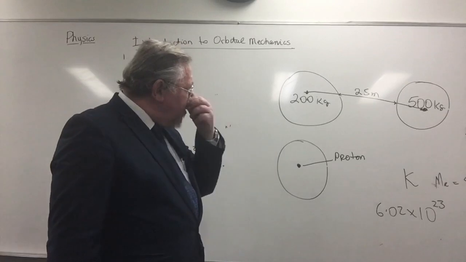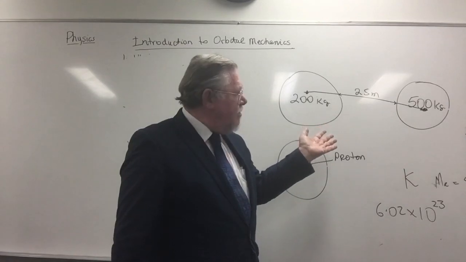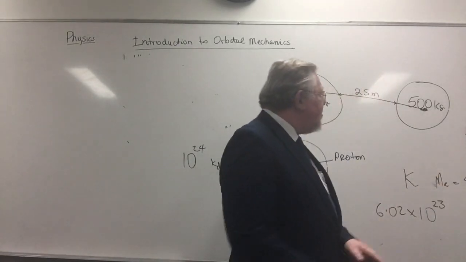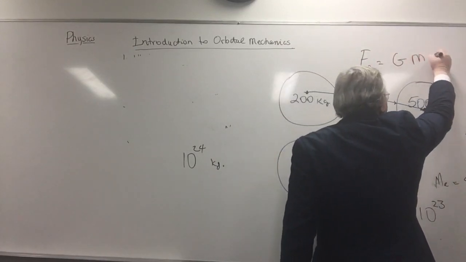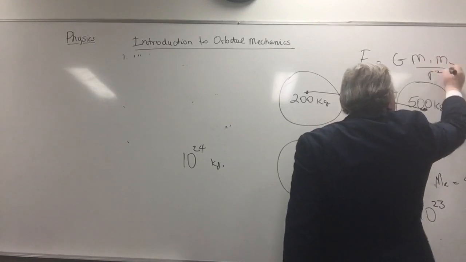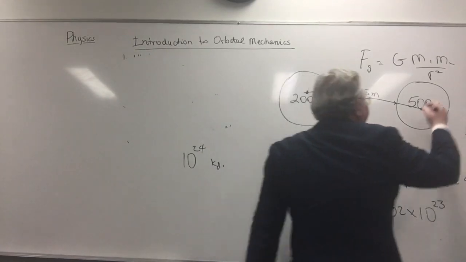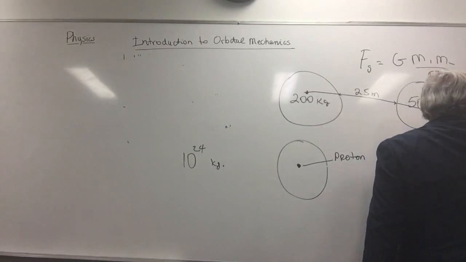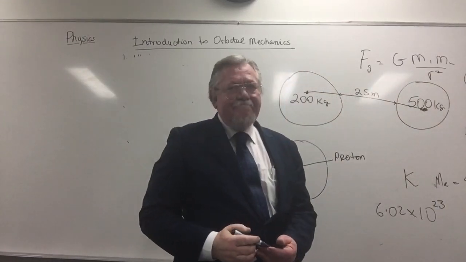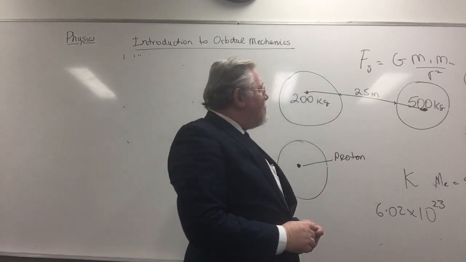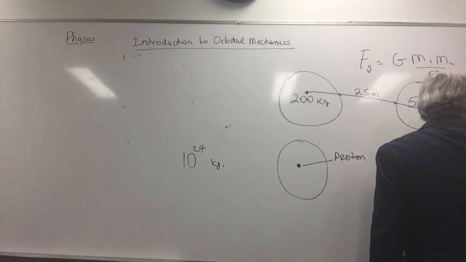All right, so let's have a look at this. What do you need now to answer this question? You've got M1, you've got M2. Let's write it down again. Fg equals G, M1, M2 over R squared. You've got all the information that you need, because G equals 6.67 by 10 to the minus 11. Okay, so off you go. And your answer will obviously be in newtons.